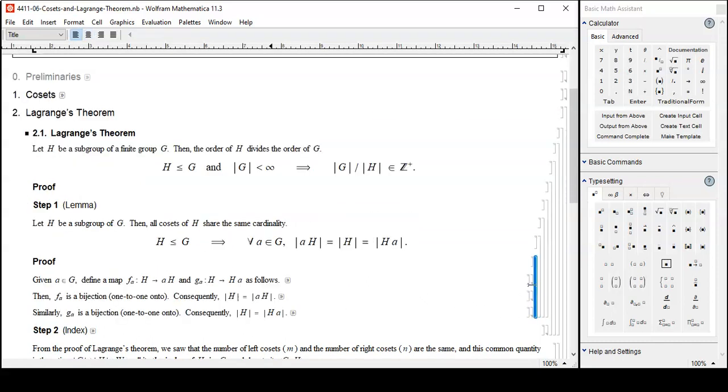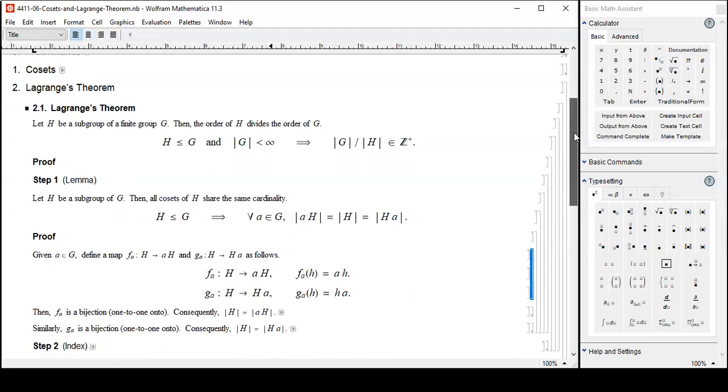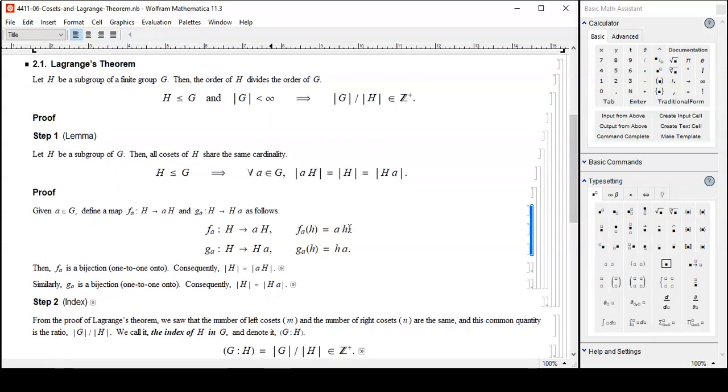We define it like this. A map from H to AH, F_A of h is A times h. And then for the right coset, do the same thing. H to HA by G_A of h is h times A. So I claim this is a bijection from H to the left coset AH, and this is a bijection from H to the right coset HA.